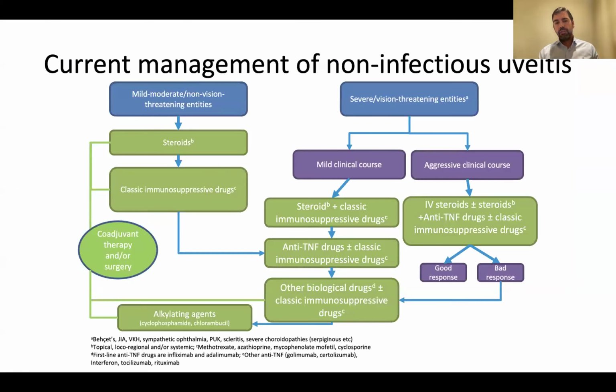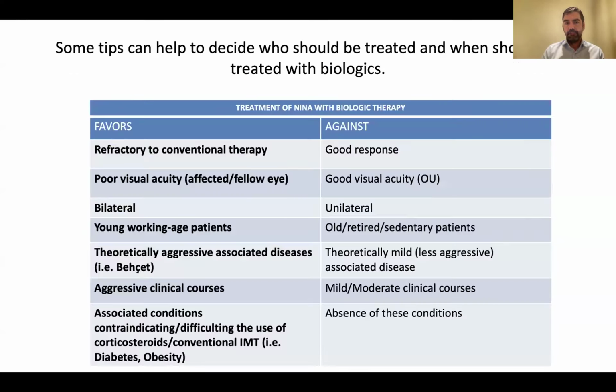non-infectious uveitis. So the arrival of biologics has changed the way to manage all these difficult patients with severe vision-threatening entities, in which biologic agents can be used early on as needed, and they have displaced the alkylating agents. And these are used now only in a really small number of patients. Some tips can help to decide who should be treated and when they should be treated with biologics.